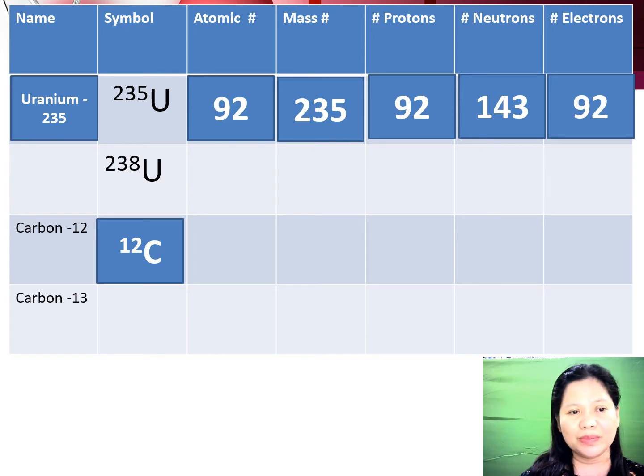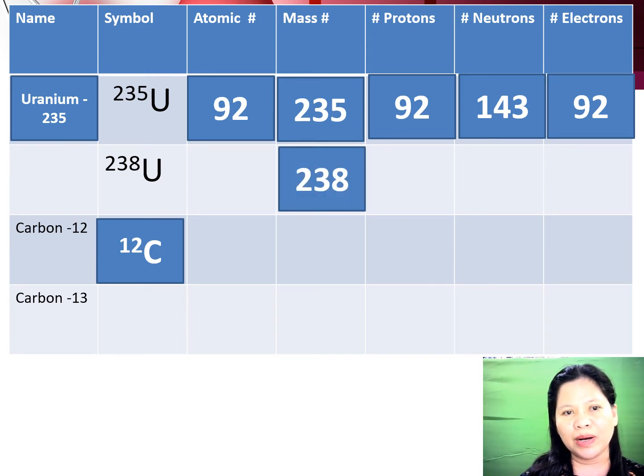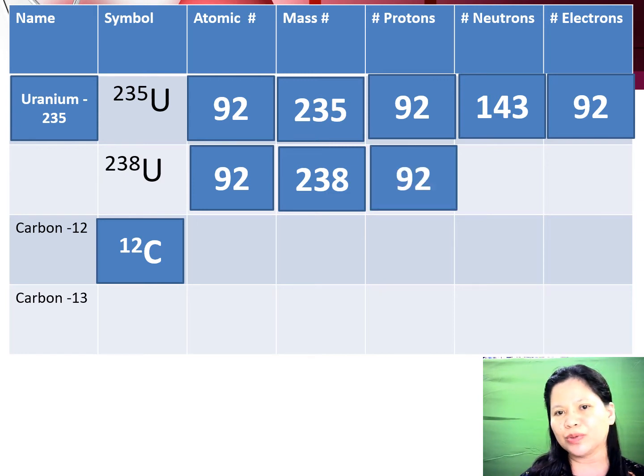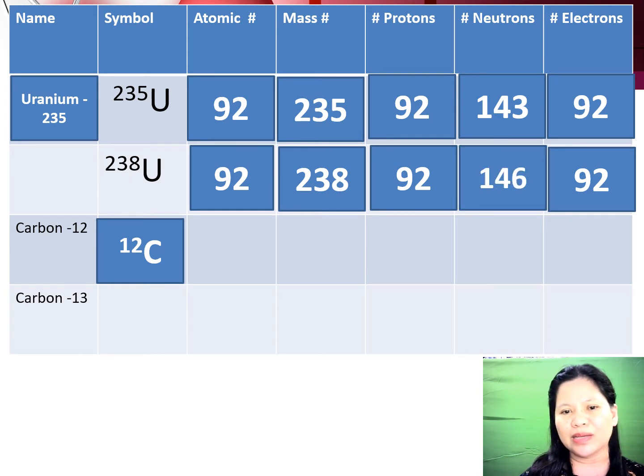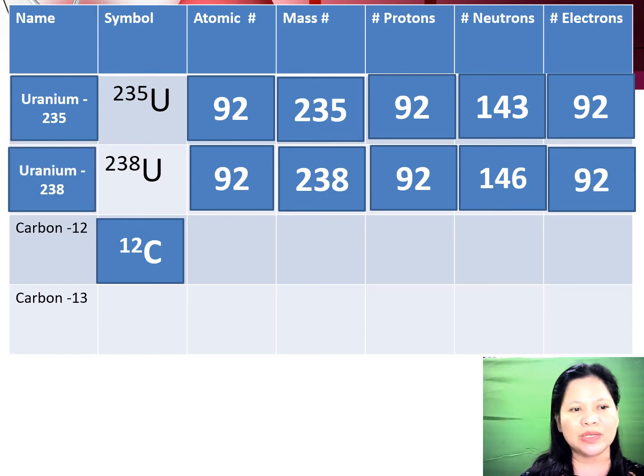Okay, the second example is uranium-238. So what would be the mass number? You have 238. What about the atomic number? You have 92. So therefore, the number of protons is 92. The electrons is 92. And the number of neutrons, just subtract 238 minus 92. That gives you 146. So what's the name? That's uranium-238.